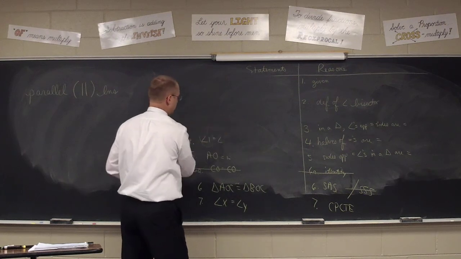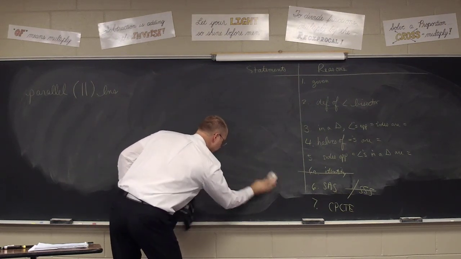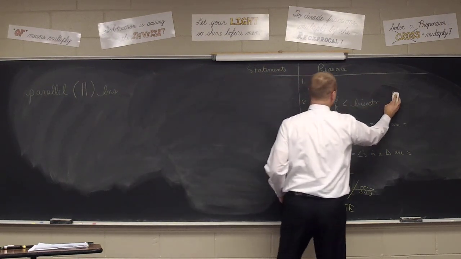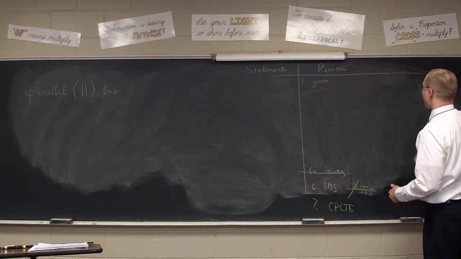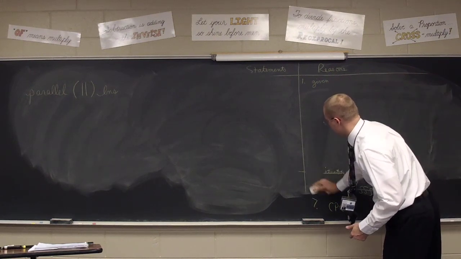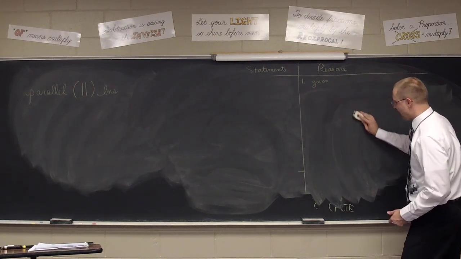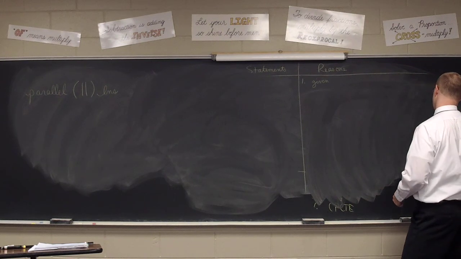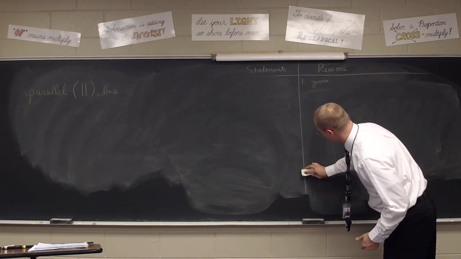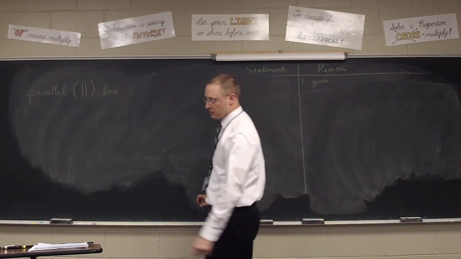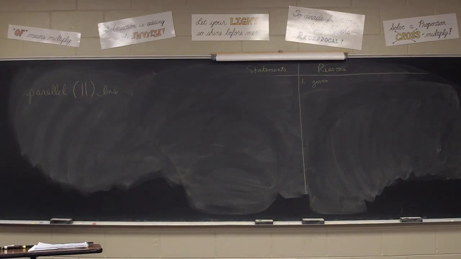Parallel lines. Here's your definition. Lines in the same plane that are everywhere the same distance apart and therefore never intersect.